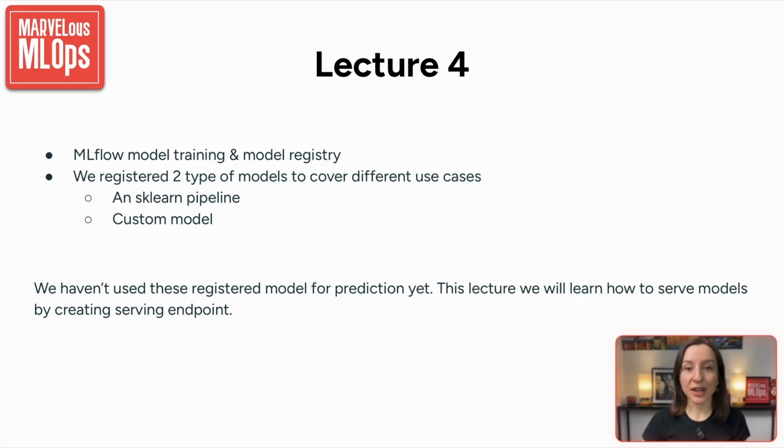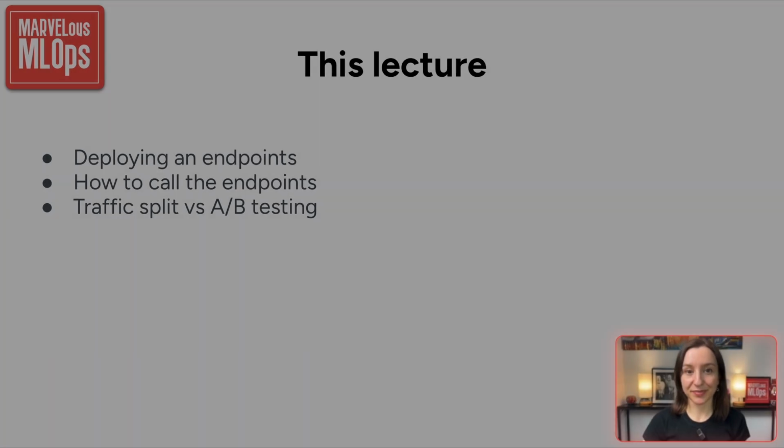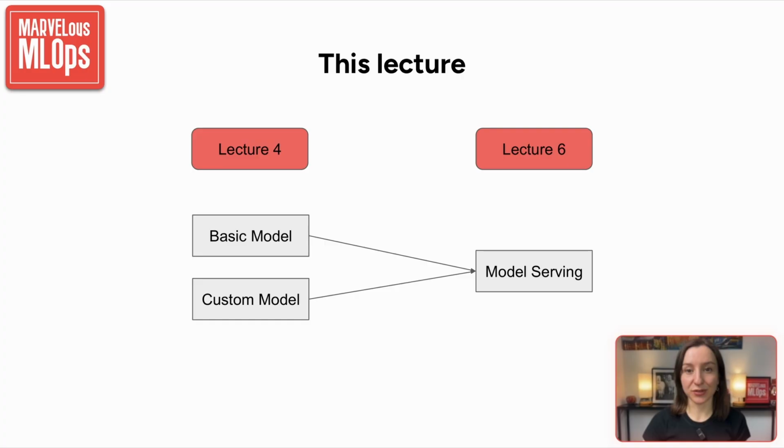In lecture 4, we registered a basic MLflow model, which has a built-in flavor, and then we registered a custom MLflow model using PyFunc, which gives us the flexibility to implement any logic we want or change the payload. So in this lecture, we will deploy an endpoint for the models that we registered, send some example requests, and then see an example of A/B testing. Both models registered in lecture 4 can be served using the model serving module that we will introduce today.